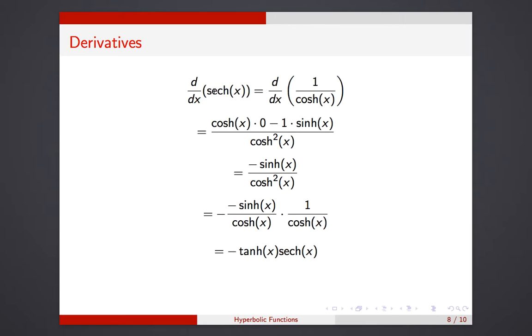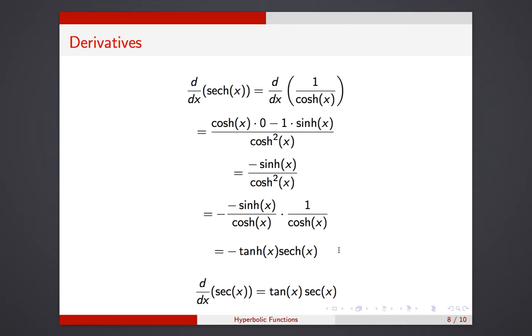So the derivative of secant is itself times tangent, and you pick up a negative sign. So again, this is close to the normal trig stuff. Remember, the derivative of just normal secant is tangent times secant. So again, the analogy isn't perfect here, but it's basically the same. You just pick up a negative sign when you're dealing with the hyperbolic secant.